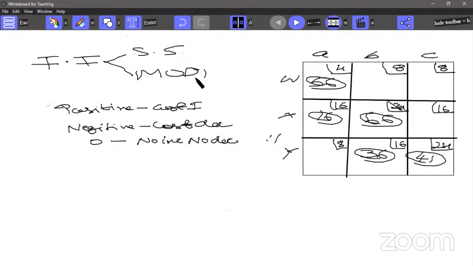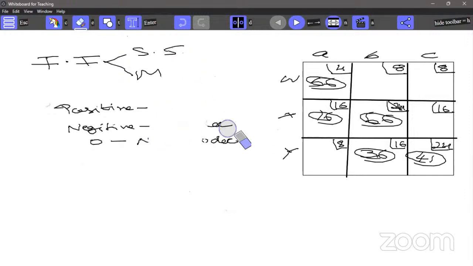Where is the scope of improving? Can someone quickly find out the cost for this solution and tell me? 56 into 4, 16 into 16, 66 into 24, 16 into 36 into 16, 41 into 24. Can someone find out the cost and tell me, please? 264. 4 into 66. 264.